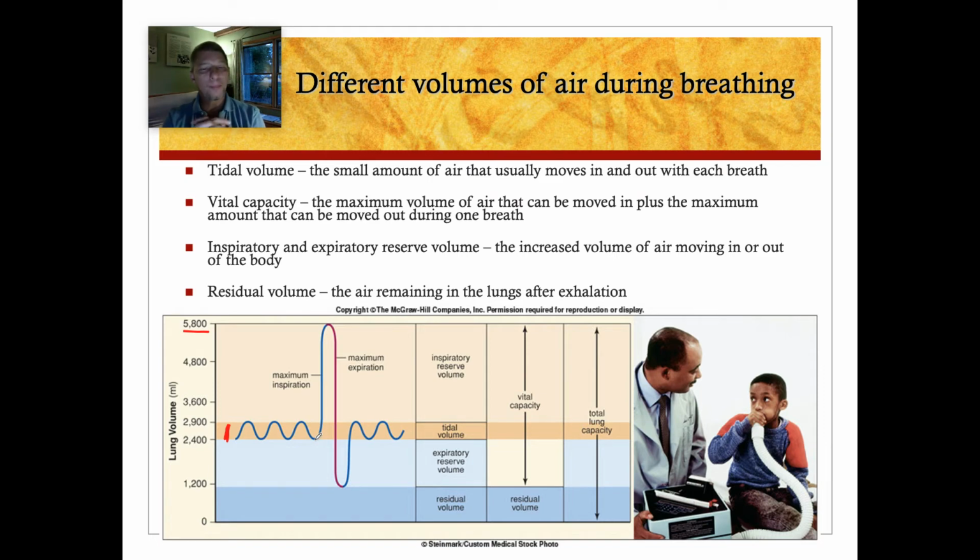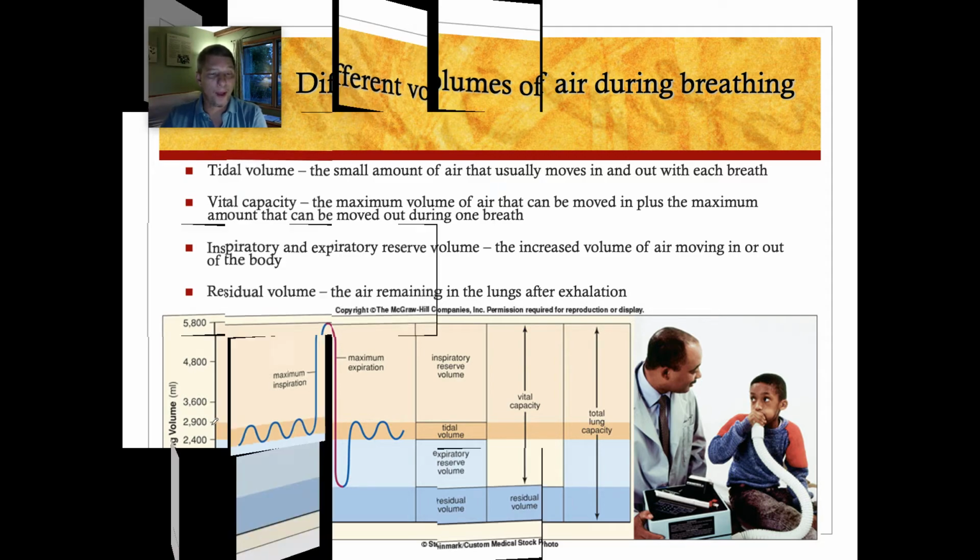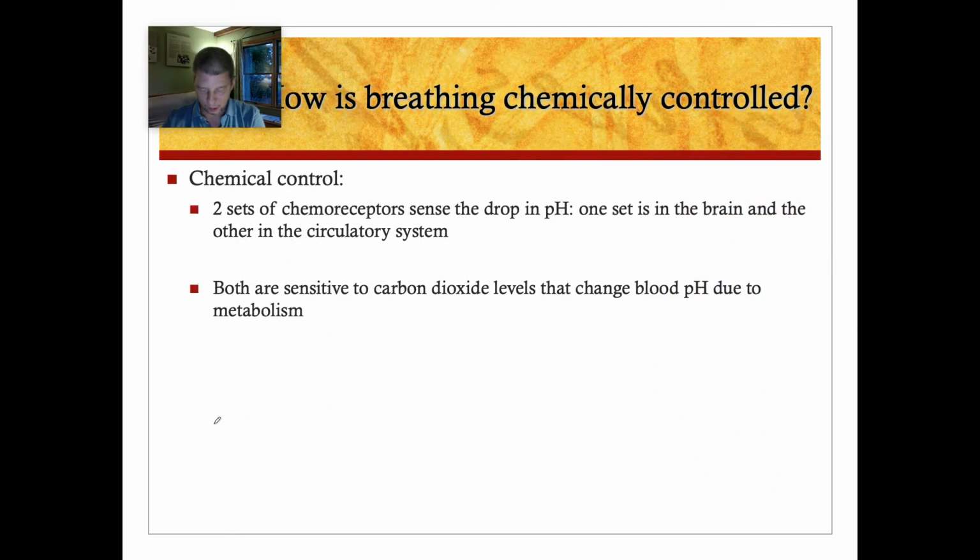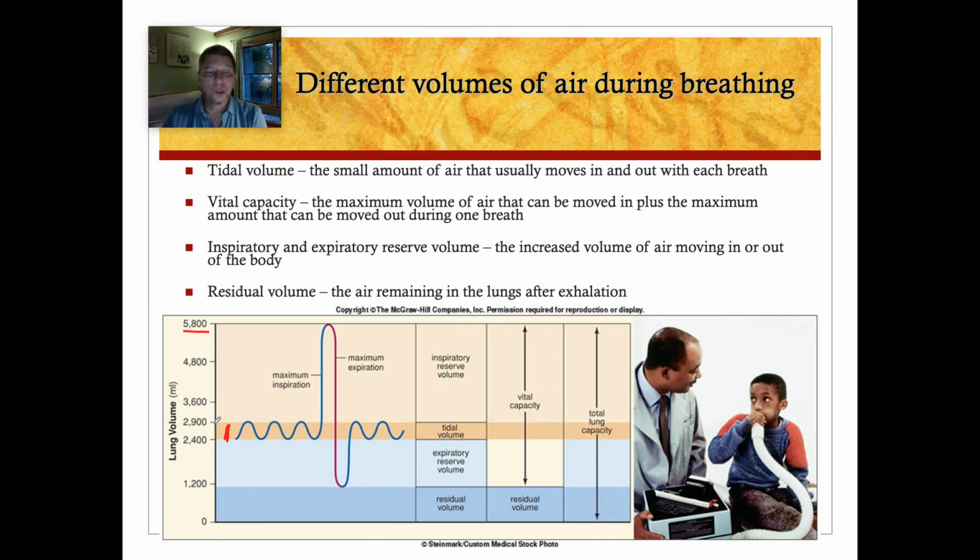Now, you can, however, expand your lungs all the way up to almost 6 liters from about 3 liters. So you can almost double the volume. That's what we call the maximum inspiration. Big deep breath in. And that volume is called the inspiratory reserve volume. If you then take that deep breath and blow it all out, like the big bad wolf and the three little piggies, that's called the expiratory reserve volume.